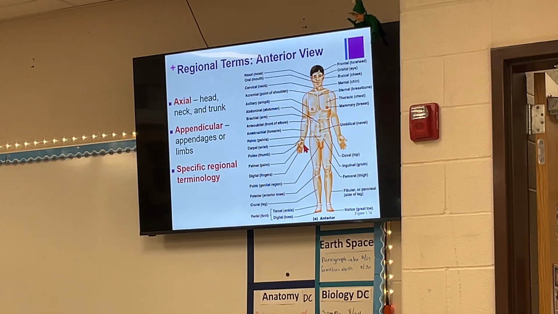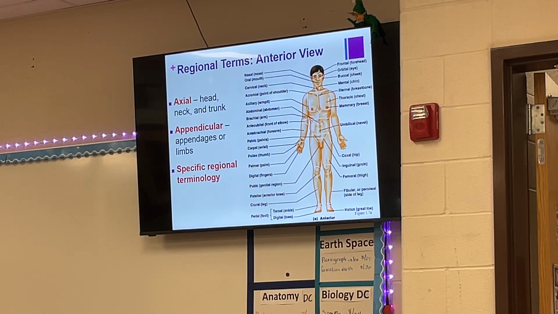Okay. So there are terms for different regions of the body. So that was directional terms. These are regions. Because science likes to name everything. Everything has to have a name. Now the body can be divided up into a few regions. There's the axial and the appendicular.